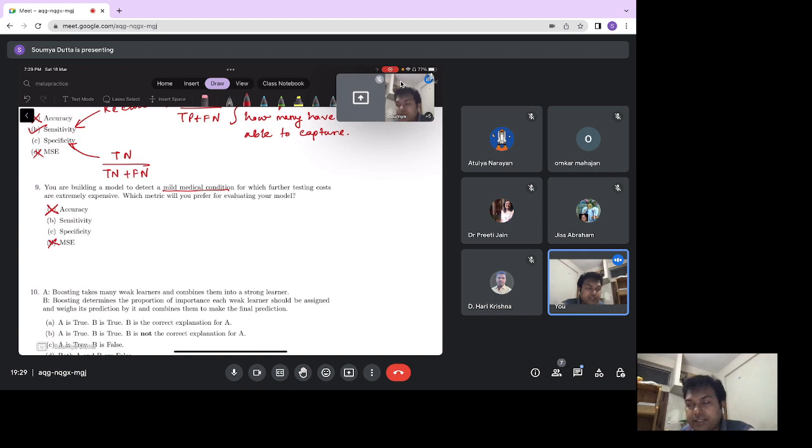And since the medical condition is mild, you don't care much if you say someone is negative but he or she is actually positive, because the condition itself is mild. Therefore, for this particular case, specificity, which is true negatives divided by true negatives plus false positives, is the correct metric to optimize for.